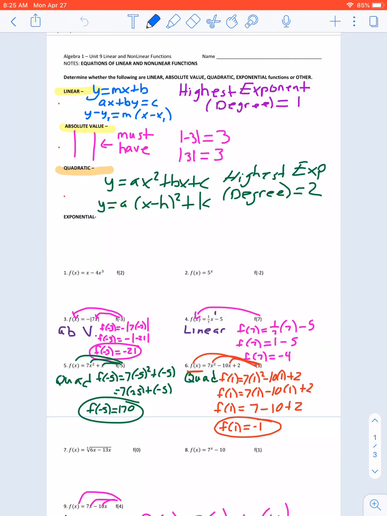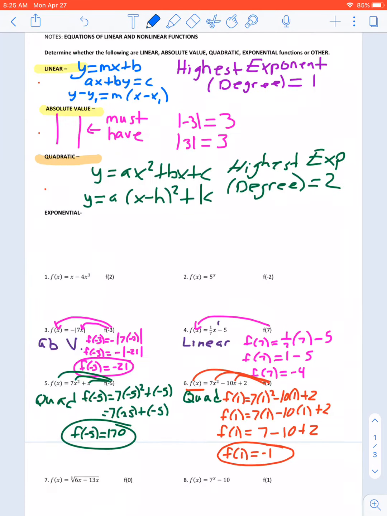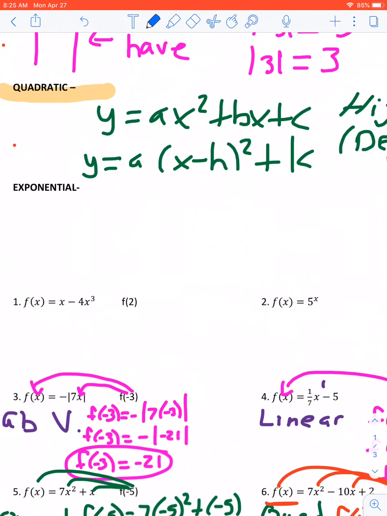So what we've talked about this week is linear functions, absolute value functions, and the last video was over quadratic functions. So we're going to finish this up today and talk about exponential functions. This is something we haven't really talked about this semester, and you really haven't seen much of it before. So how do I identify an exponential function?